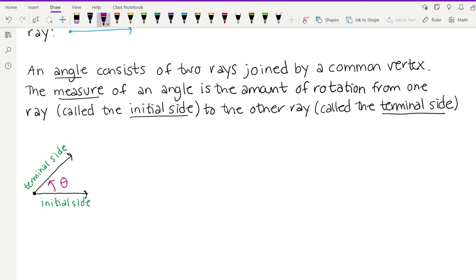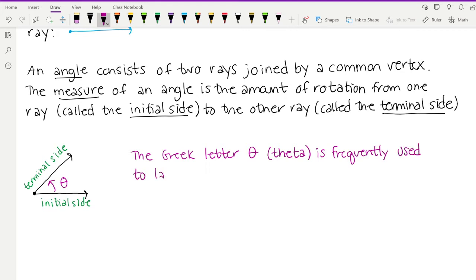So let me just write that down here. It's a Greek letter, and I'll spell it out too. It's theta, and if you were to write it down, it is frequently used to label angles. We'll sometimes use other variables as well, but this is the most common one.